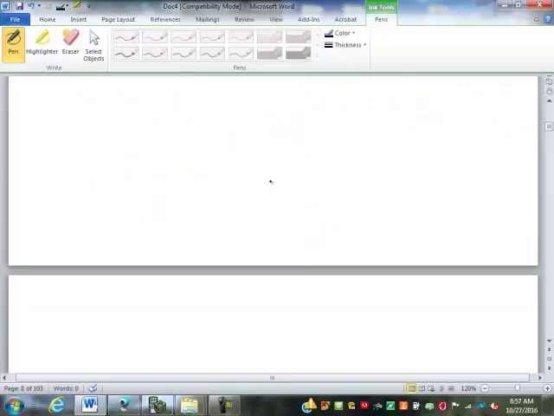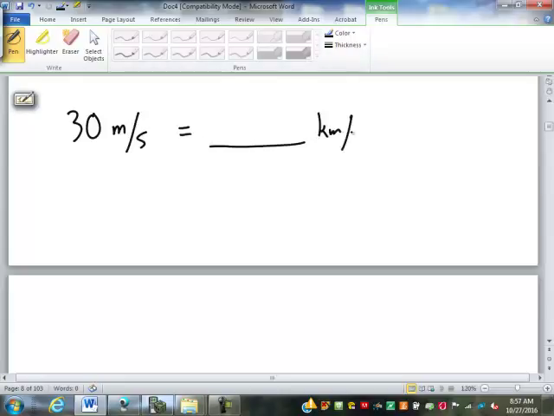Metric, well, depends on what we're converting. If we have both units as metric units, it's actually really simple. But if we're just converting one unit, then we've got to be a little bit careful. For example, let's say we are converting 30 meters per second. Is that pretty fast? Well, let's convert that into kilometers per hour.